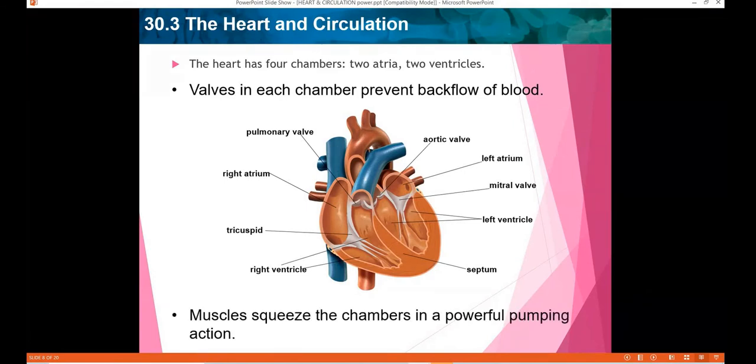You can see in this picture how the heart looks. You can see the four chambers of the heart here, and valves in each chamber that prevent the backflow of the blood. You can see this is the pulmonary valve and this is the aortic valve over here. You can see them like gates or openings. And muscles squeeze the chambers in a powerful pumping action. You can see these are the two ventricles, and this is the septum, the thick wall separating the two ventricles, and this is the tricuspid valve, and this is the mitral valve. So this is how the basic structure of the heart looks.